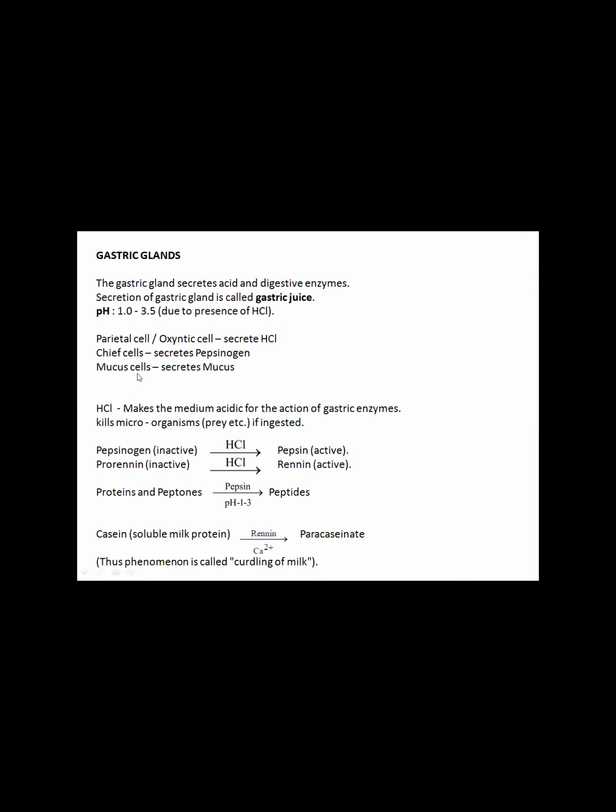Now, throughout the stomach region, there are three kinds of cells present. One is the parietal cell or the oxyntic cell. The second one is the chief cell. And the third one is the mucus cell. So three types of cells are present within the stomach region.